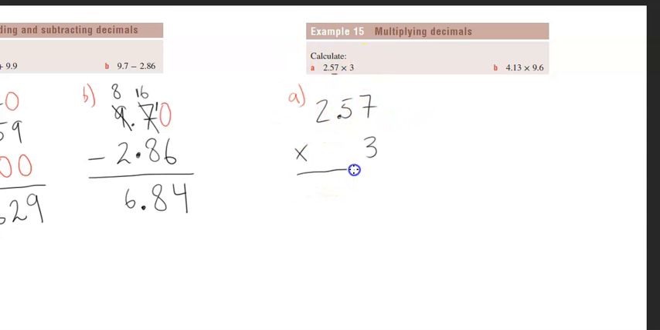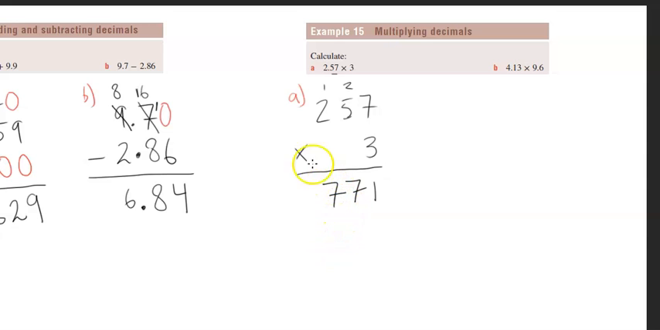So let's figure out what this number is. Let's just pretend that this decimal place is not here. So I'm gonna raise that quickly. There we go. So we've got 257 multiplied by 3, and let's just carry out this multiplication as normal. 3 times 7 gives us 21. Carry the 2. 3 times 5 gives us 15, plus 2 gives us 17. Carry the 1. 3 times 2 is 6, plus 1 is 7.